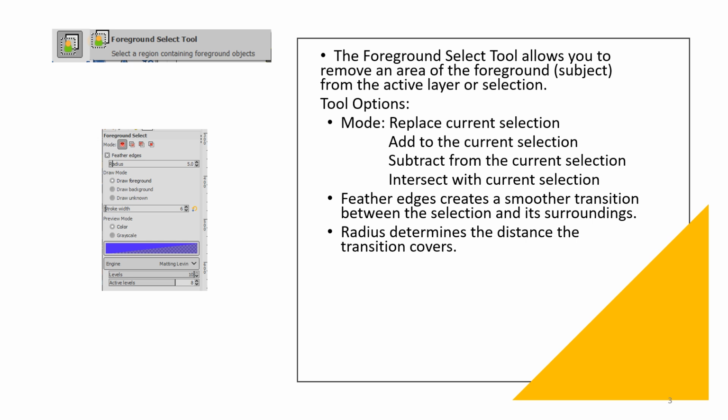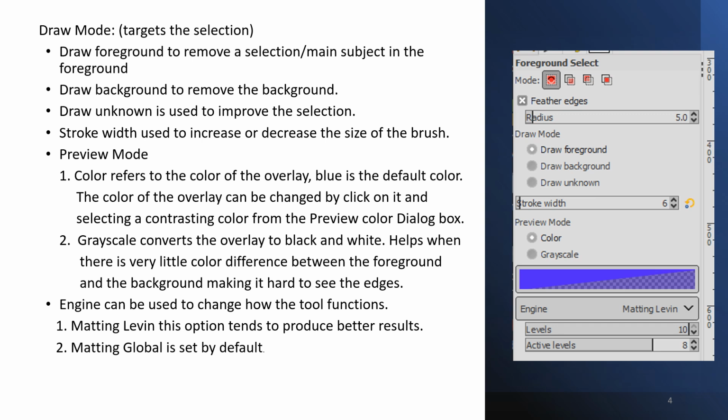Tool options: Mode, Replace current selection, Add to the current selection, Subtract from the current selection, Intersect with the current selection. Feather edges creates a smoother transition between the selection and its surroundings. Radius determines the distance the transition covers. Draw mode targets a selection.